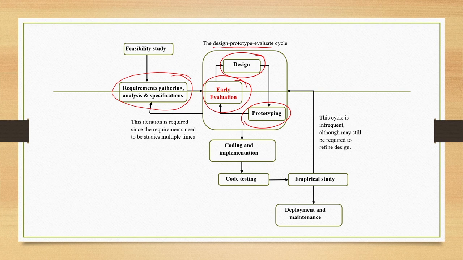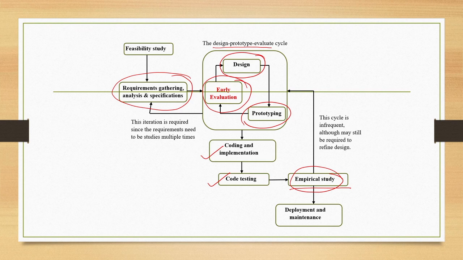Just for the sake of completion, once the stable design is arrived at, then we go for system design. From system design, you go to the coding and implementation stage. This is followed by code testing. After code testing, what we get is an executable system. That system we test further with end users to know about the usability of the final product. That is done in this stage, the empirical study.